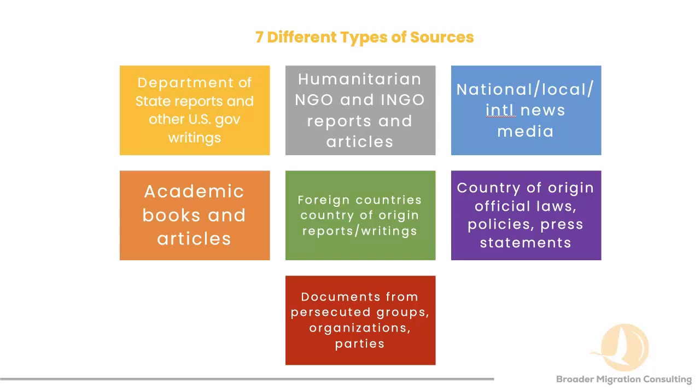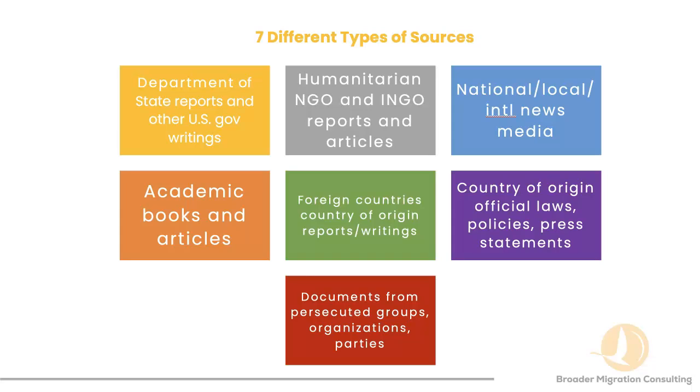You then have humanitarian non-governmental organization and international non-governmental organization reports and articles. The big ones include Amnesty, International Rescue Committee, Human Rights Watch, and so on. The international big ones include the UN and its various agencies.